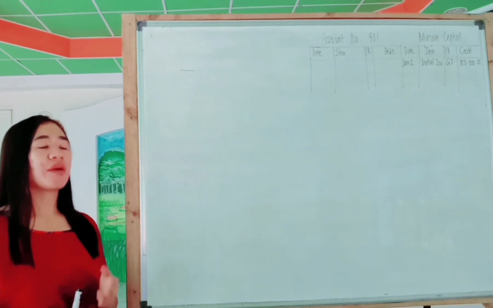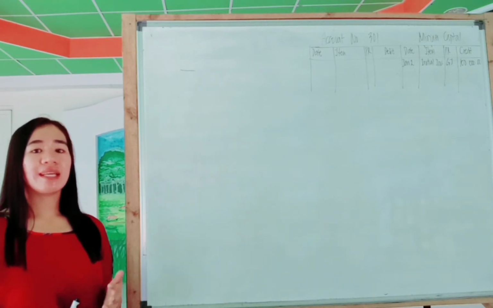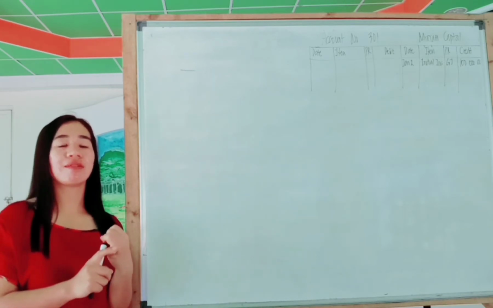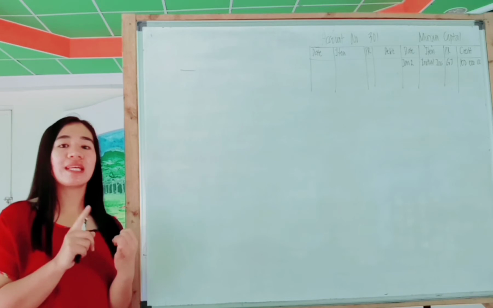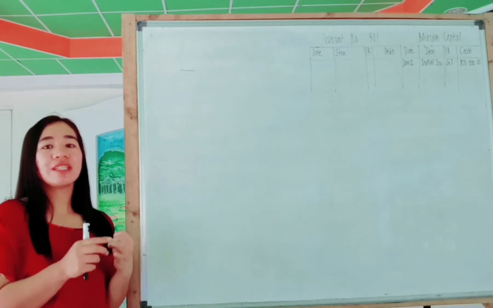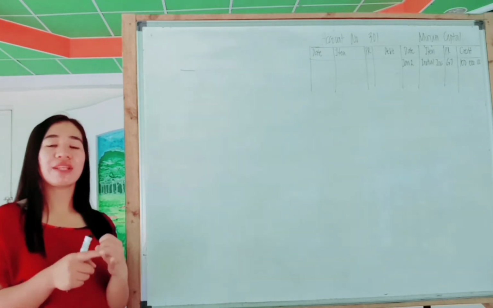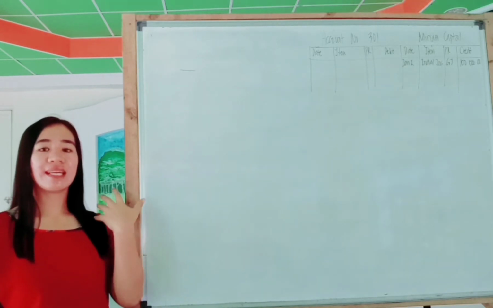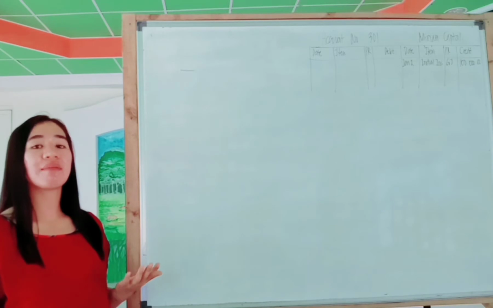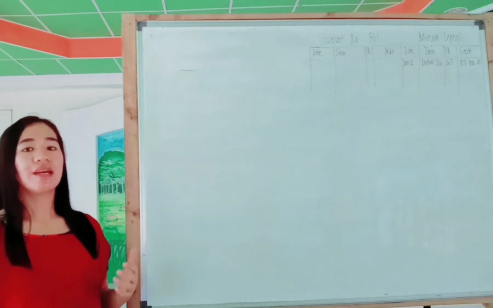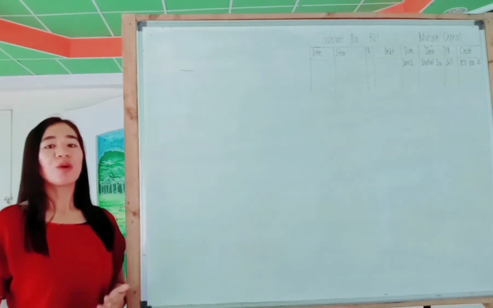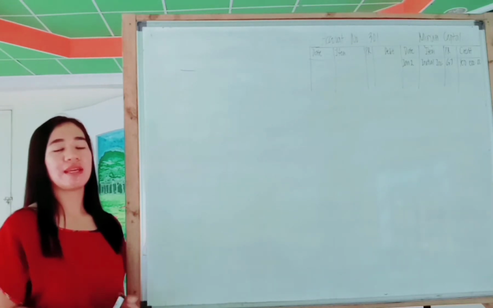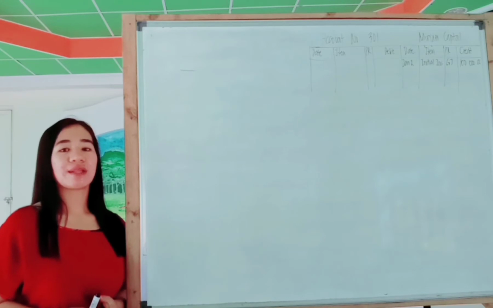But then, remember this, in closing entry, may tatlong bagay na i-close. Una, yung mga nominal accounts. Saan natin siya i-close? Sa income summary. Ano yun? That will reflect whether you have a net income or a net loss. Kung mas malaki yung debit side natin, yung income summary natin will be on the credit. That means there is an income. Kung mas malaki yung credit side natin, yung income summary natin will be on the debit side. That means there is a net loss.